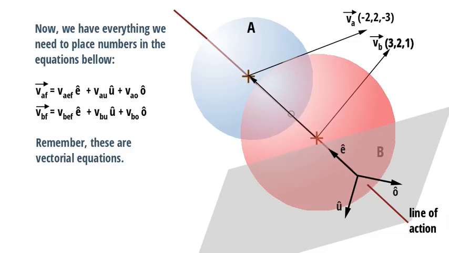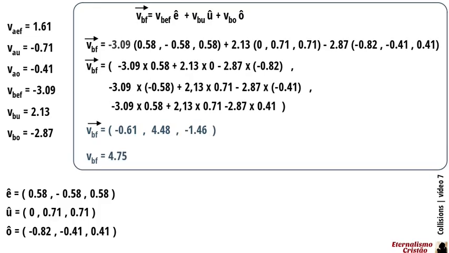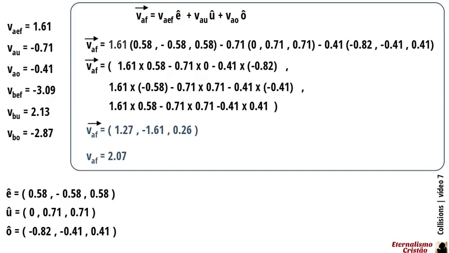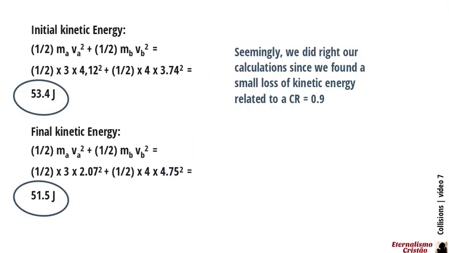Now, we have everything we need to place numbers in the vectorial equations, which will give us the x, y, and z coordinates of the final velocities of the two bodies. Be careful not to distract yourself and mistake between x, y and z values. As the calculations, although simple and easy, are long, the probability that some mistake occurs is high. So, check the kinetic energy, before and after collision, and see if the values make sense.